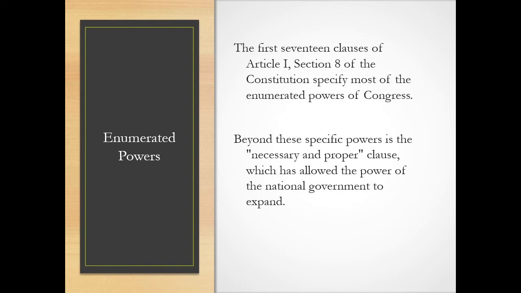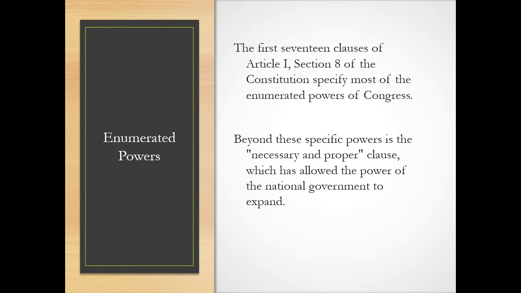So the first 17 clauses of Article 1, Section 8 of the Constitution specify most of the enumerated powers of Congress. And beyond these specific powers, as we know, is the necessary and proper clause, the elastic clause. Remember, we said the loophole through which you can drive a Mack truck, right? And it allowed the power of the national government, especially of the legislature. Now, I don't want to brush over enumerated powers too quickly. We understand their position in the Constitution in Article 1, Section 8.